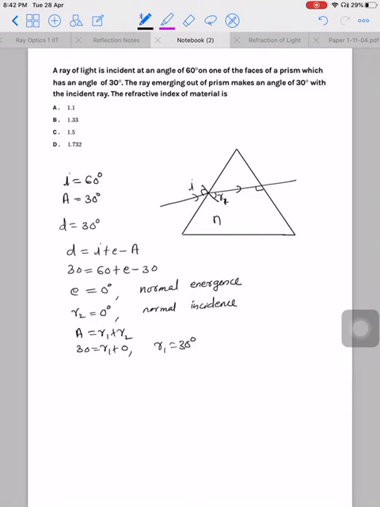From Snell's law, the refractive index of the prism N is equal to sin I by sin R1. That is equal to sin 60 by sin 30, which is equal to root 3 by 2 divided by 1 by 2, which is equal to root 3, or N is equal to 1.732. This is the answer.